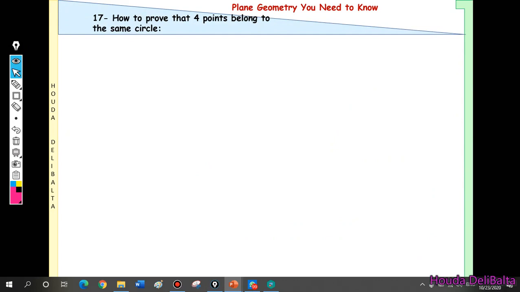And finally, dear students, we are with the last part of what you have to know in plane geometry, and this is a new idea: how to prove that 4 points belong to the same circle. Here we go. If you remember this figure, we used it to deduce the properties of two tangents to the same circle from an exterior point.